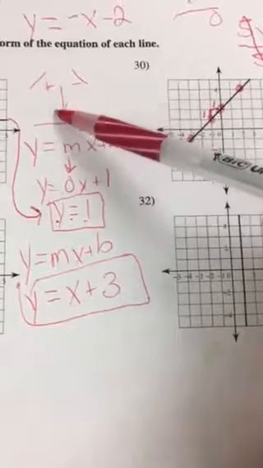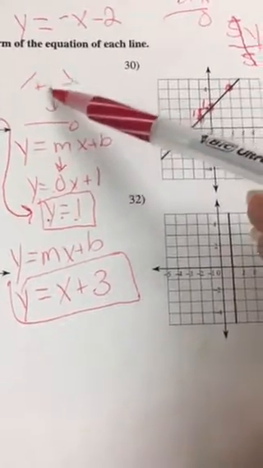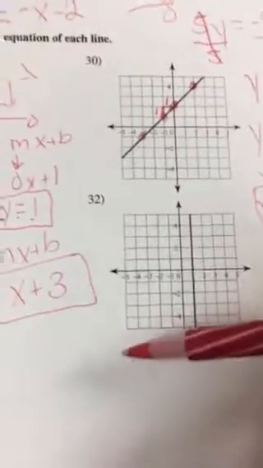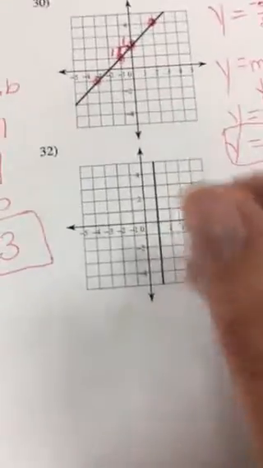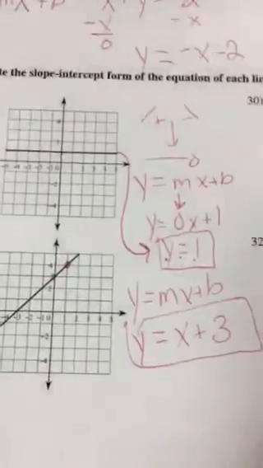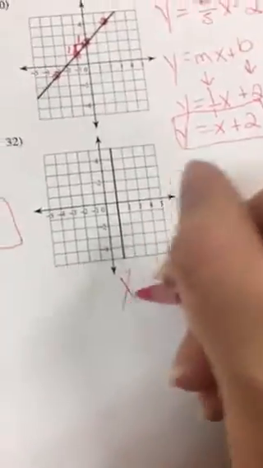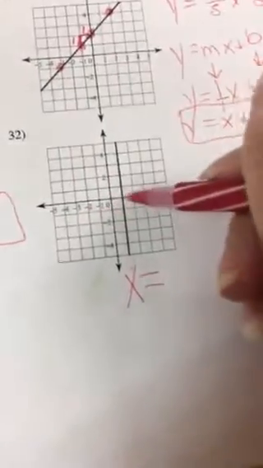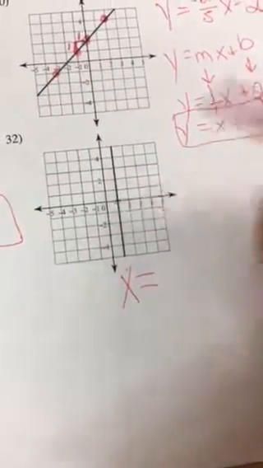Okay, 32, if you look at Slope Dude, oh, look at this line. This has an undefined slope. So we have an undefined slope. Instead of y equaling a number, we have x equaling one number. And the x-intercept is 1.